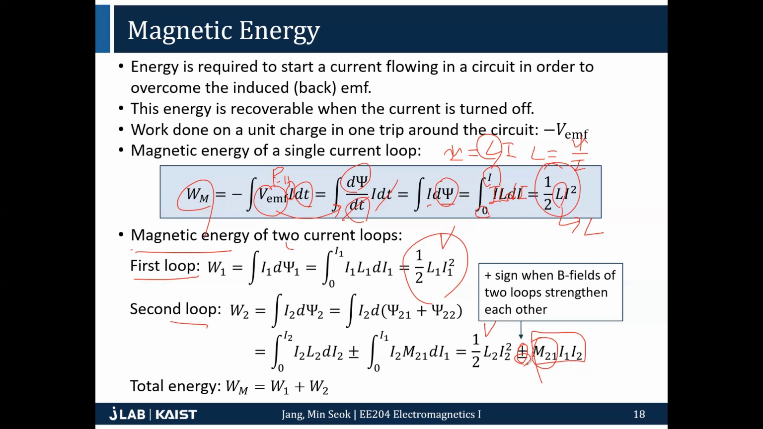Okay, so what you need to keep in mind in this case is that obtaining magnetic energy not only involves the self-inductance, but also involves the mutual inductance. And the way mutual inductance works is, as I said, if the currents of the two loops run in a strengthening direction, then you get a positive sign. But if it's in a negative direction, then we get a minus sign. Okay.